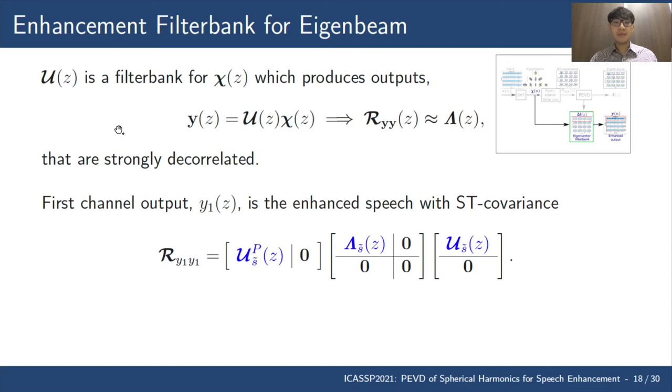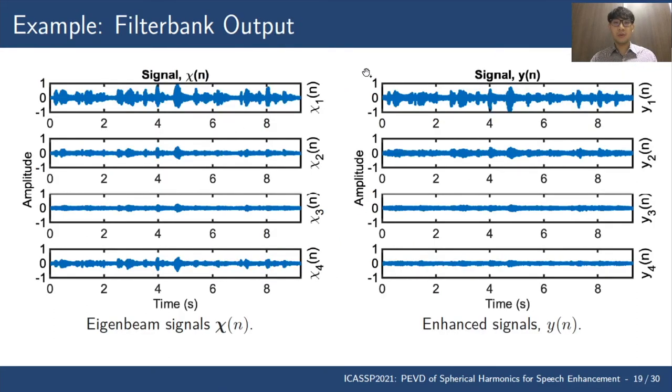The eigenbeam signals are filtered through the eigenvector filterbank U of Z to produce outputs that are strongly decorrelated. Because we are only considering a single speaker, the enhanced speech can be recovered in the first channel via a weighted reconstruction using the speech subspace. So the following output on the right is generated by filtering the eigenbeam signals on the left through the eigenvector filterbank generated earlier.